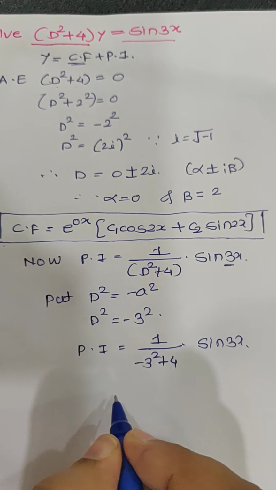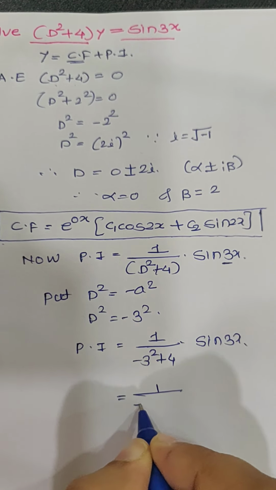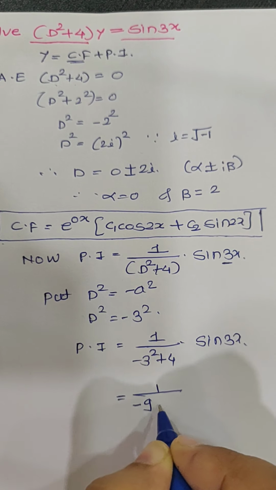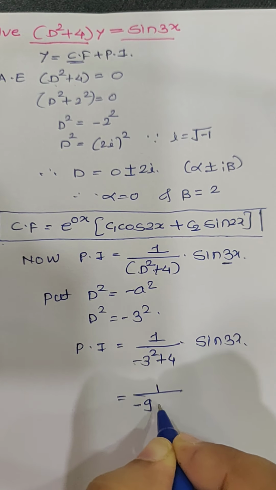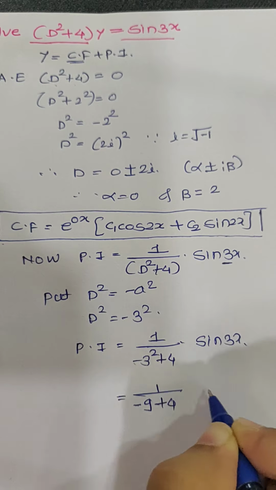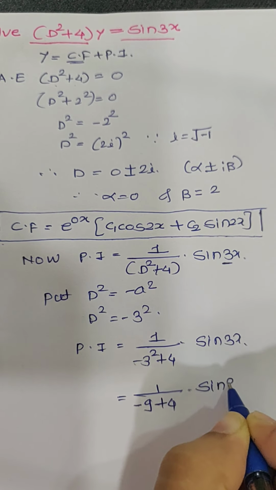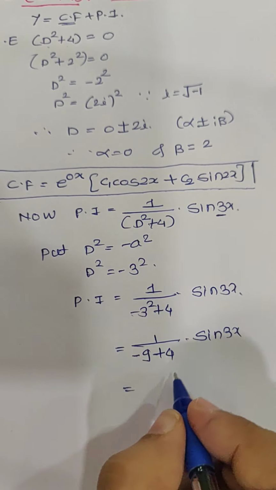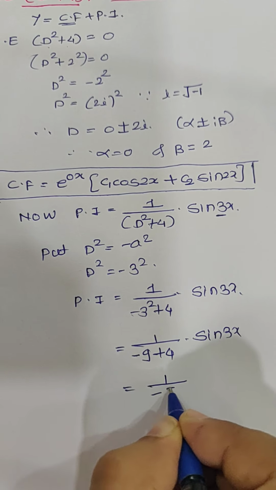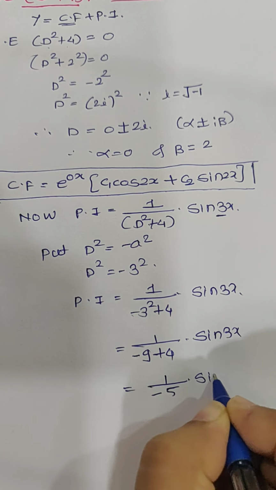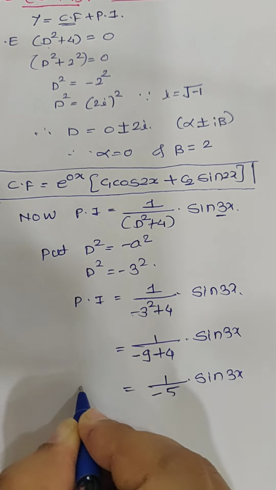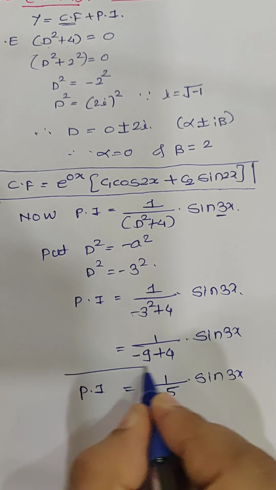Now 3 square is 9, because the minus will remain as it is, so minus 9 plus 4 into sin 3x. So 1 upon minus 5 sin 3x. This is our PI, particular integral.